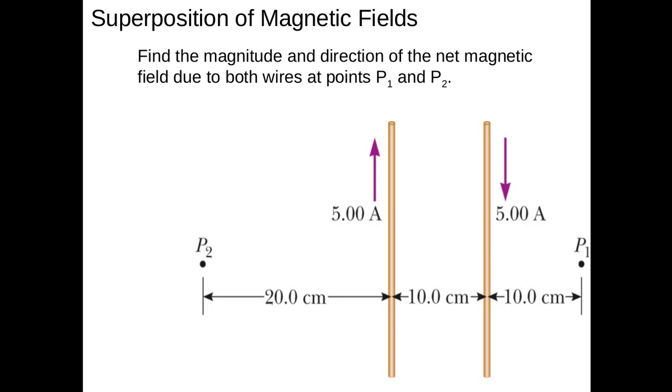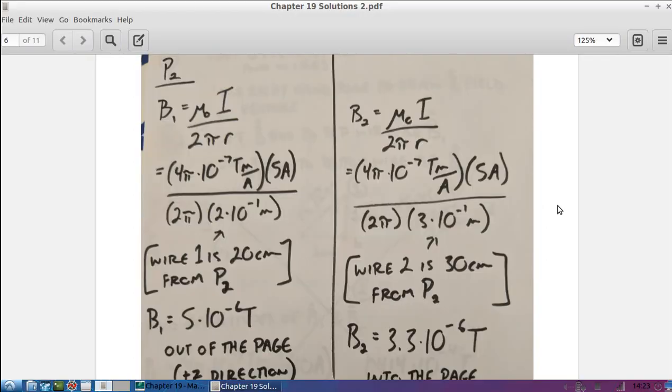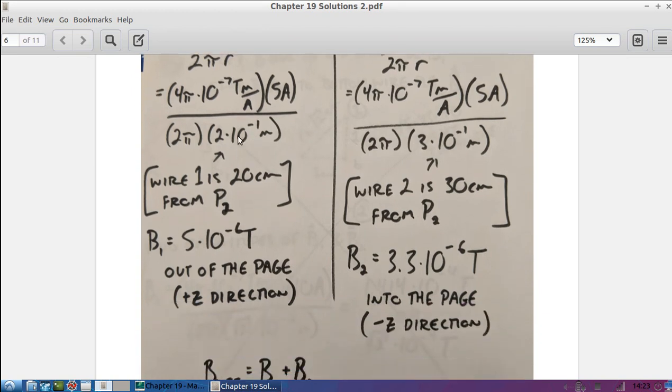Again, we have to deal with different distances, different R values. The distance between this wire and P2 is 20 centimeters, just like it was over here. But now this wire is 30 centimeters. So I have to take 10 centimeters plus 20 centimeters, use that as my R value to calculate the magnetic field due to this wire. So at P2, the magnetic field strength due to the wire on the left is positive, out of the page. It's the same value: same R, same current, all my constants are still the same. So when I calculate, I'm still using 20 centimeters for R. So I get 5 times 10 to the negative 6 Tesla, but this time it's out of the page. Okay, so B1 is now positive at point P2.